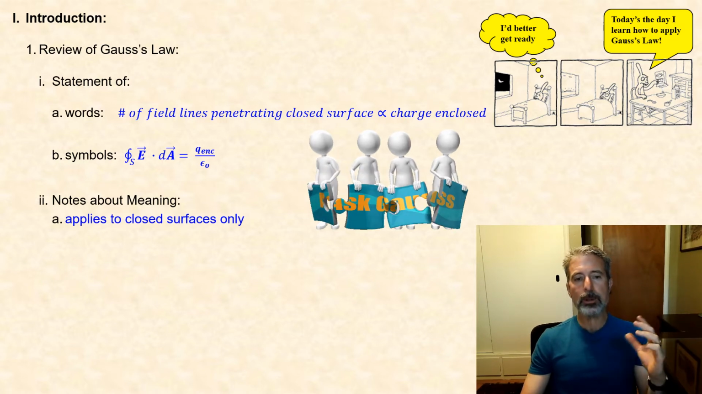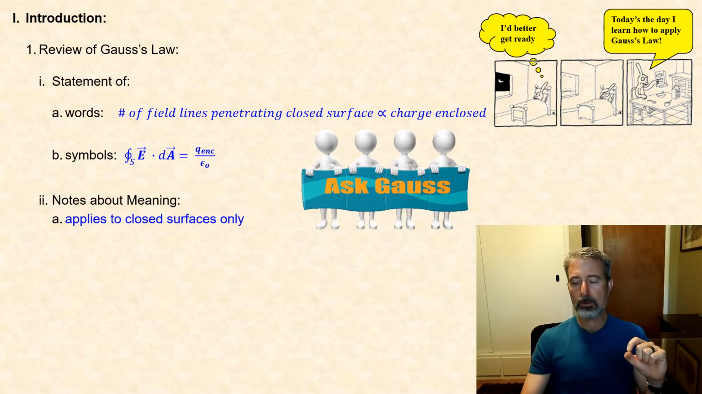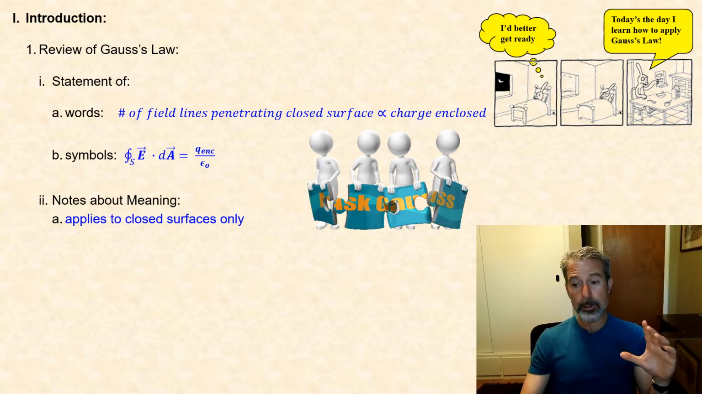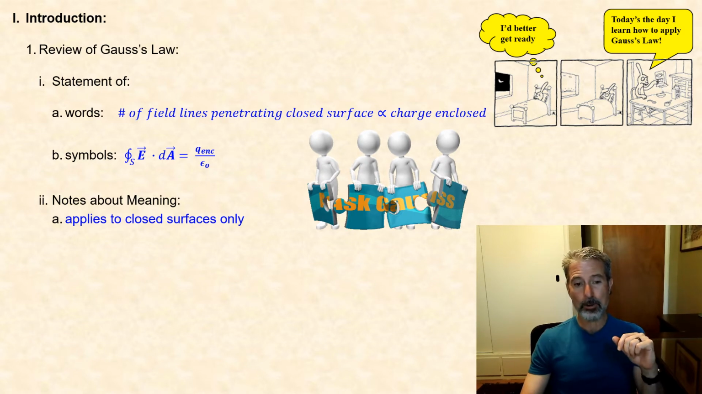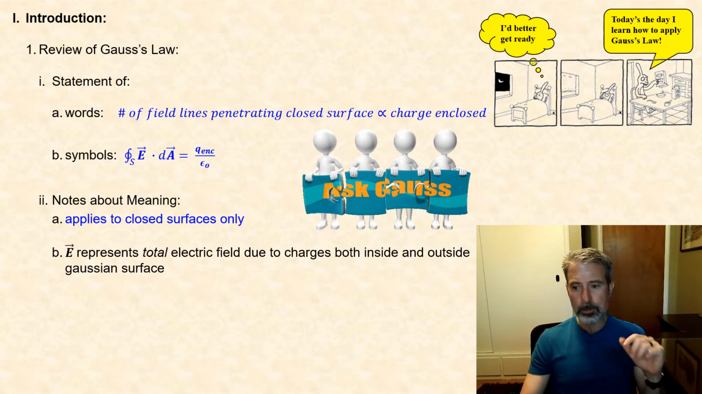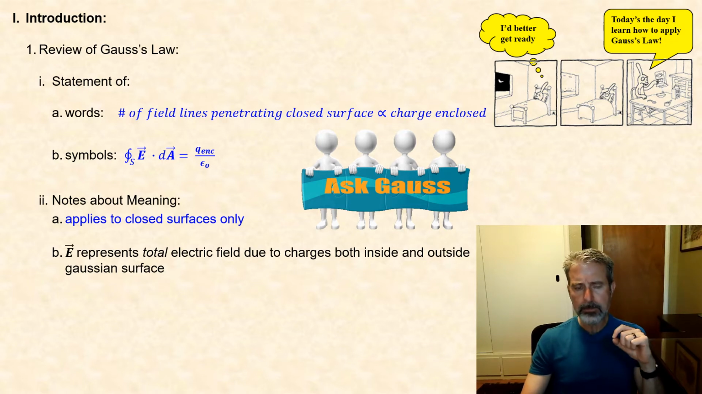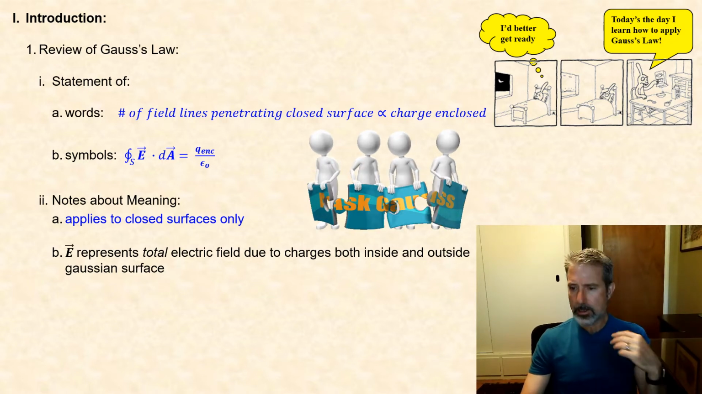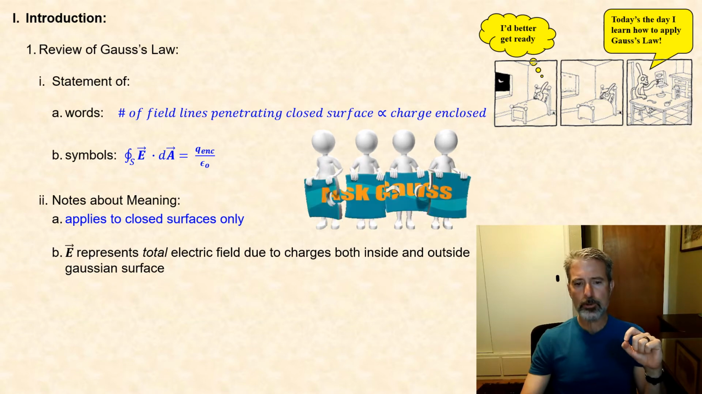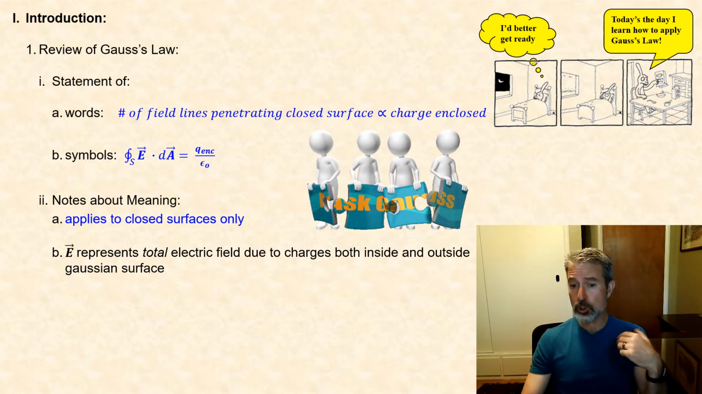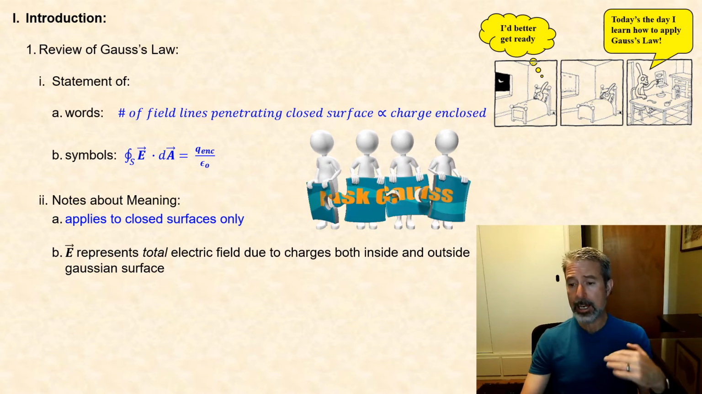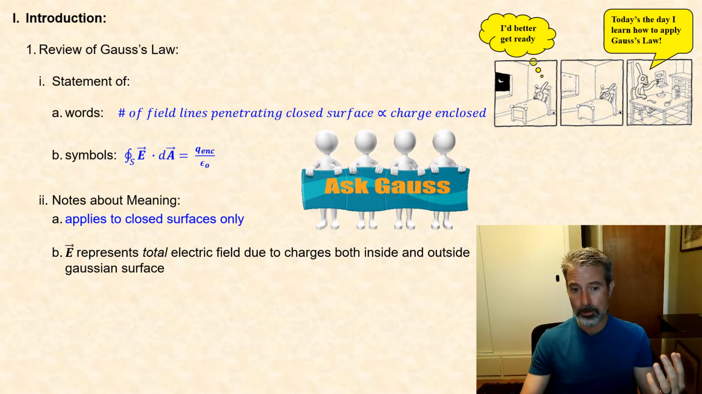First of all, as we said, it applies to closed surfaces only. So your surface doesn't have to be any exact type of surface, but it does have to be a closed surface, no holes in that surface. And this is probably the most important point here, that the electric field that is contained in this surface integral represents the total electric field due to charges that are both inside and outside of that closed Gaussian surface.